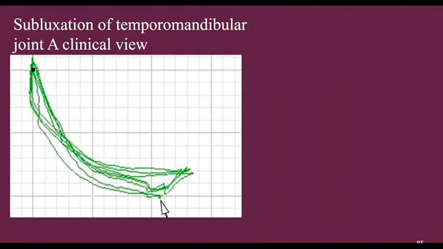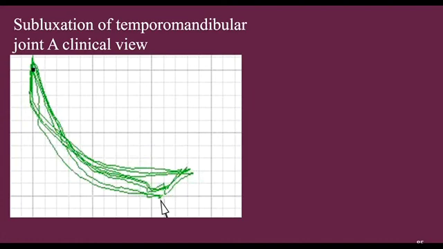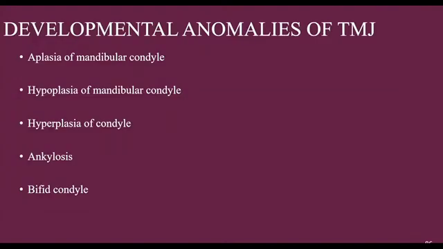Subluxation of temporomandibular joint, a clinical review. This article I have taken to show the axiographic representation. There are several electronic recording systems like axiographies for registration of the mandibular movements based on the ultrasonic measuring device. In addition to the amount of movement, the quantitative characteristic of the movement, along with symmetry analysis of the performance for left and right condyles, is shown. Here, this arrow indicates that there is dislocation of the joint.